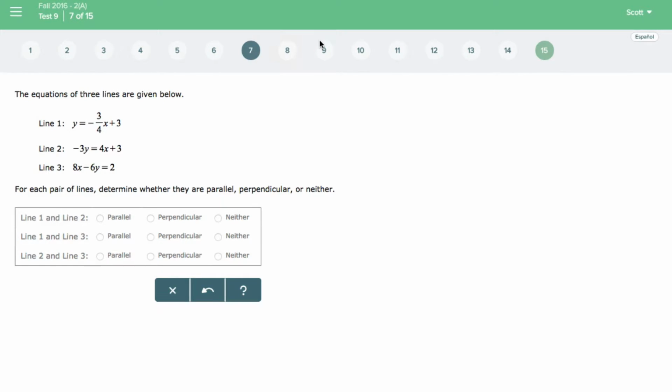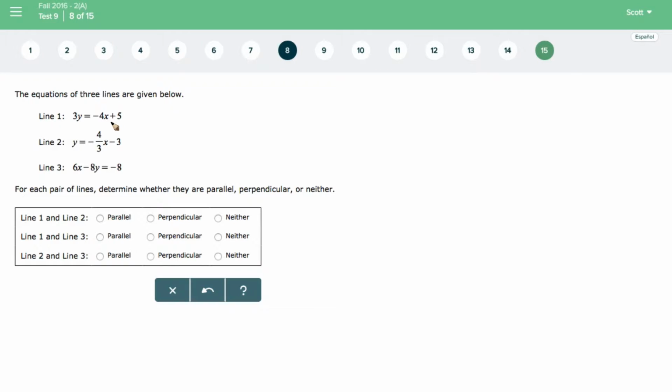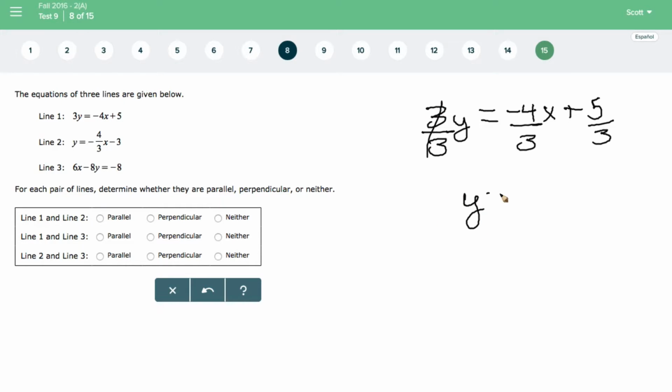Number 8 is the same exact type of question. Line 1, we have 3y equals negative 4x plus 5. And we're going to divide by 3, giving us, and that cancels out, we have y equals negative 4 over 3x plus 5 over 3. And here's our slope. So our slope for line 1 is negative 4 over 3.